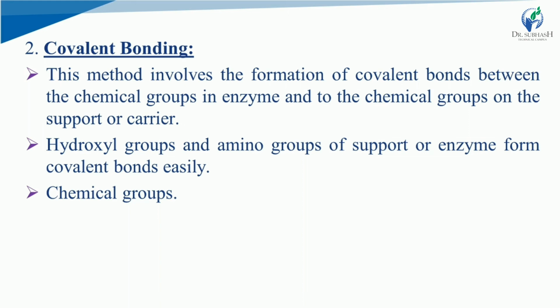examples of covalent bonding. So again, what is the covalent bonding method? This method involves formation of covalent bonds between the chemical group in the enzyme and the chemical group on the support or carrier.